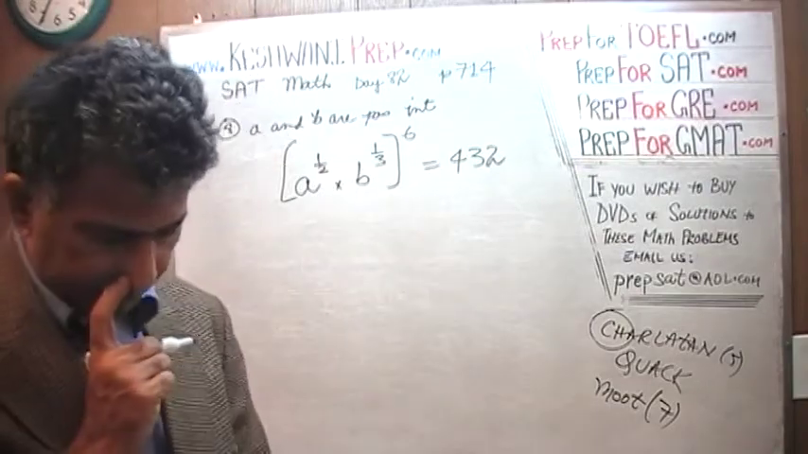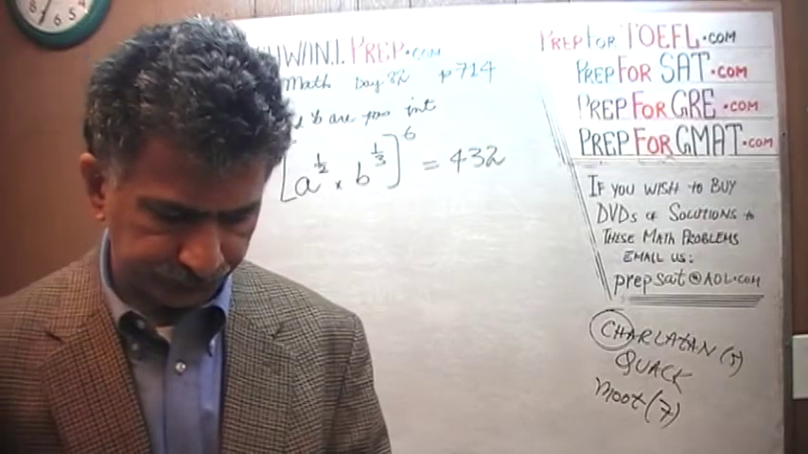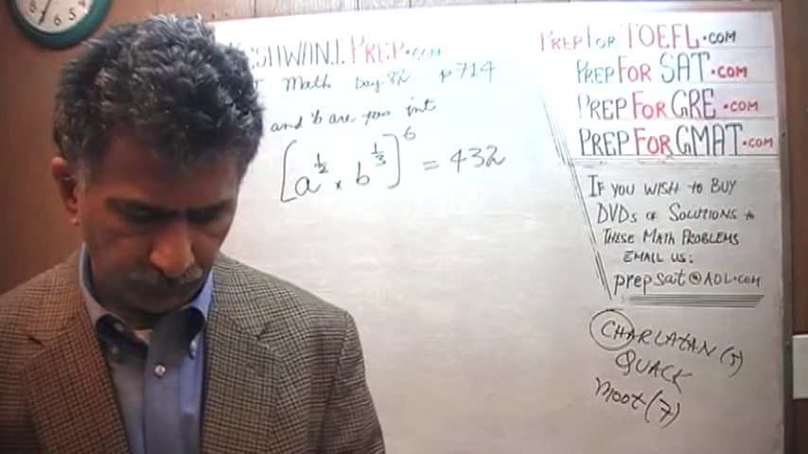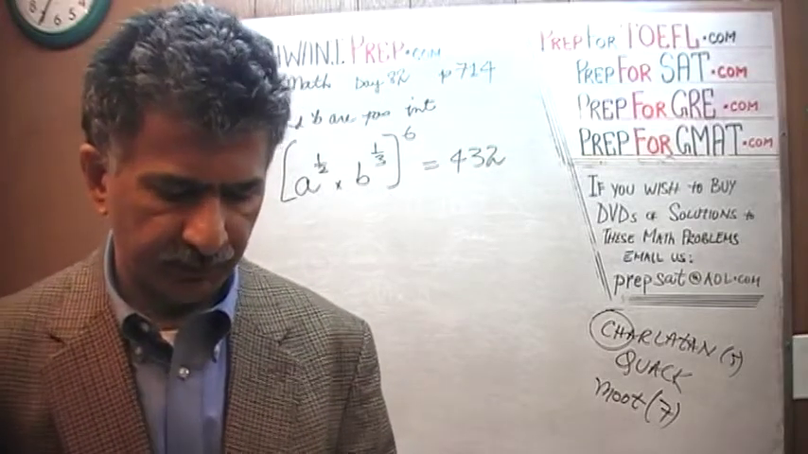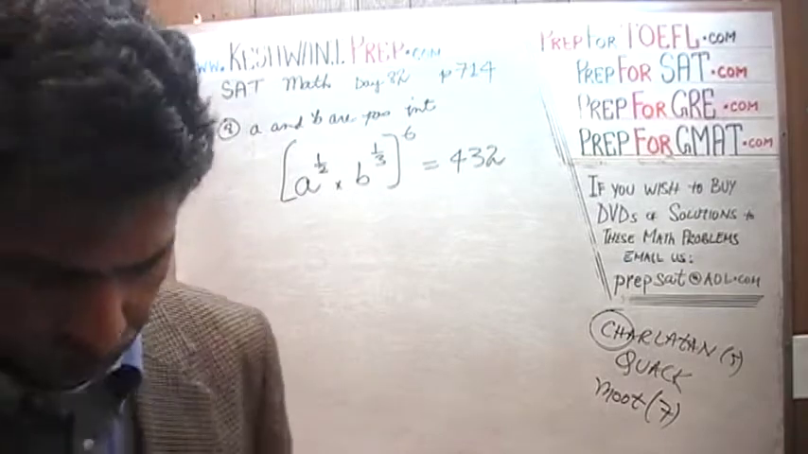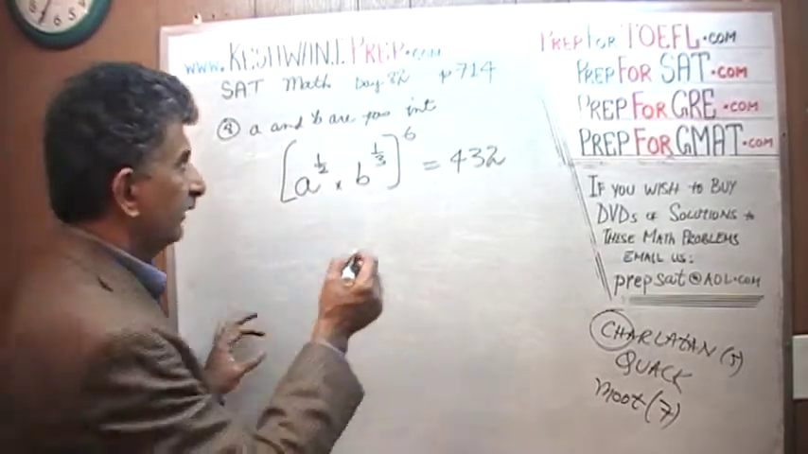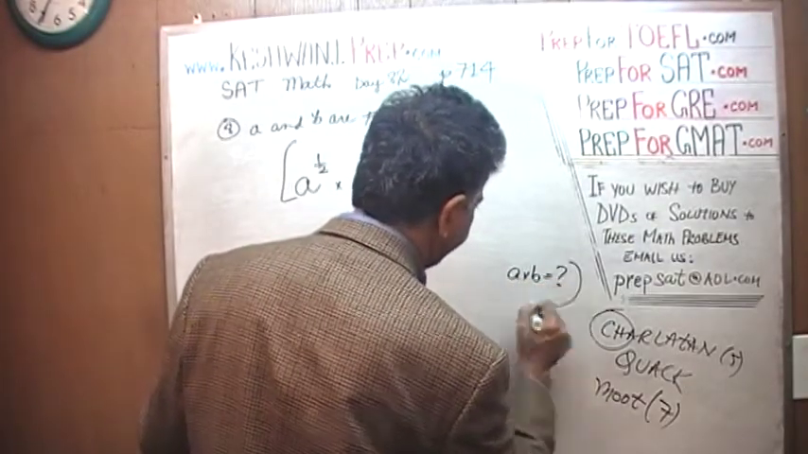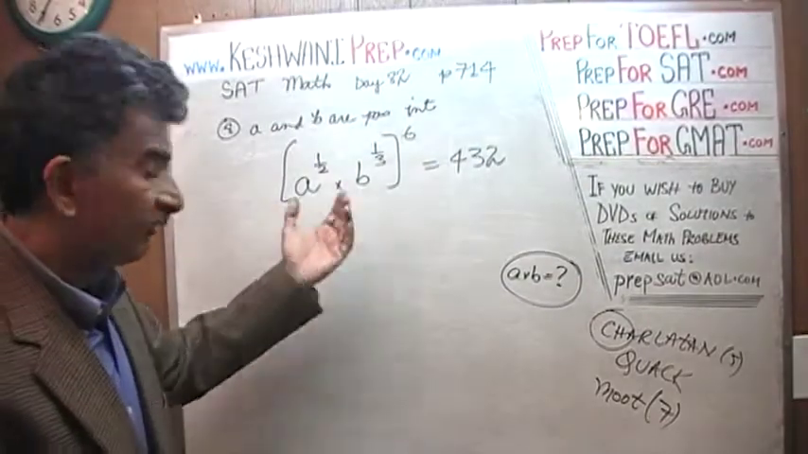Alright, so somehow we have to get A times B by itself out of this thing, because they're asking us how much is A times B. So somehow we have to get A times B out of this mess here somehow.